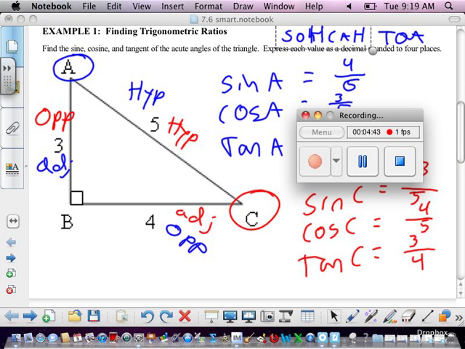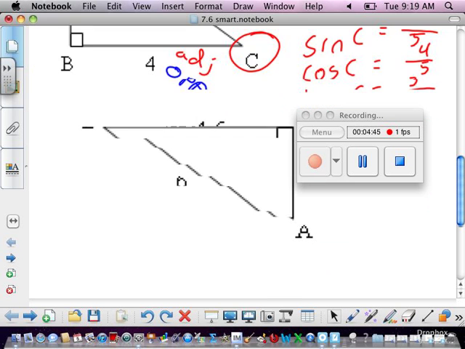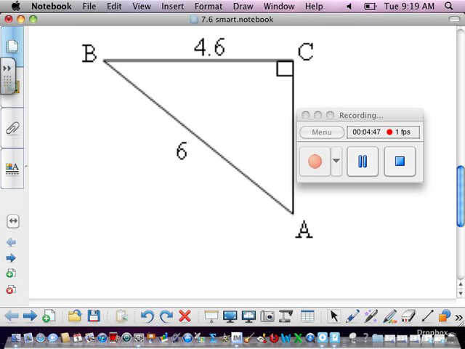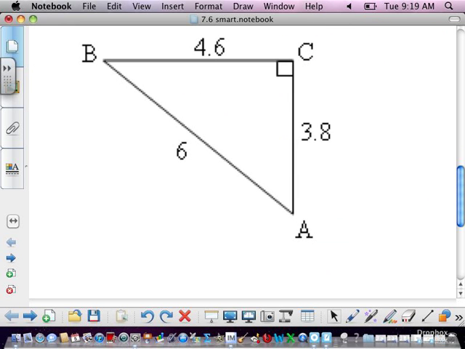Hey, ladies and gentlemen, let's make sure we all got the same thing. Shh.